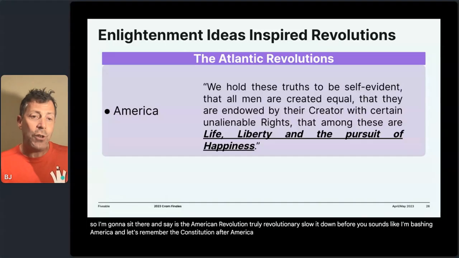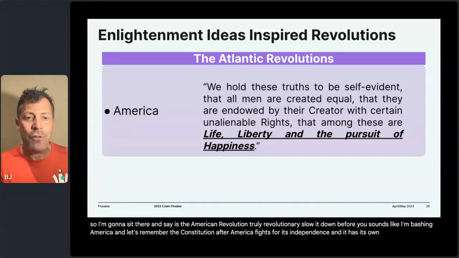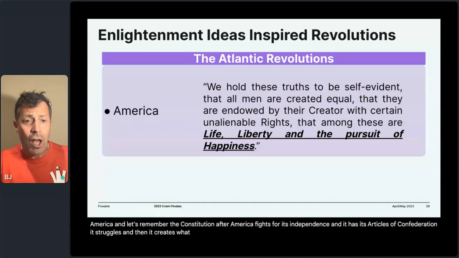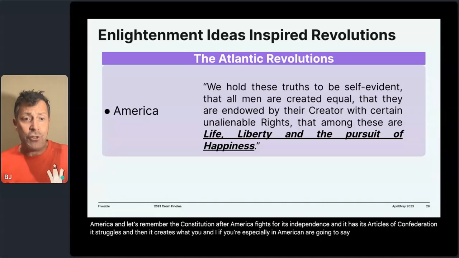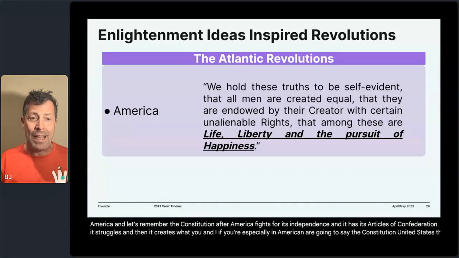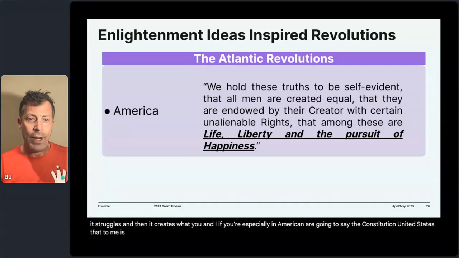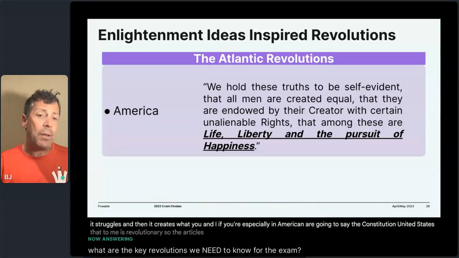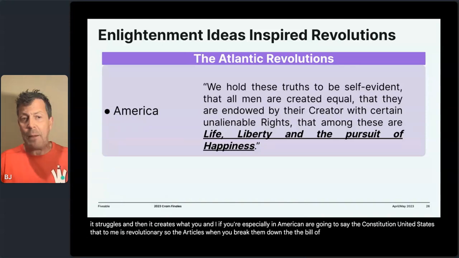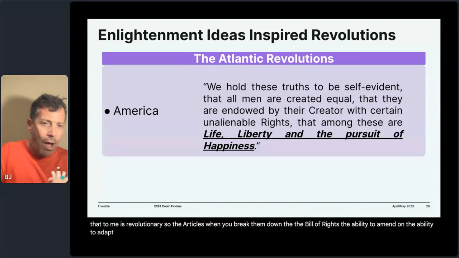After America fights for its independence and it has its Articles of Confederation, it struggles. And then it creates what you and I, if you're especially an American, are going to say the Constitution of the United States. That to me is revolutionary. So the articles, when you break them down, the Bill of Rights, the ability to amend, the ability to adapt, to bob and weave.